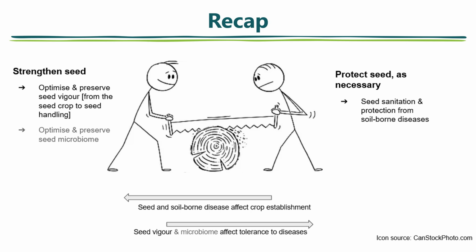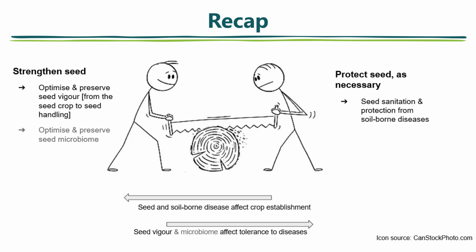To recap on this video unit, I would like to remind you that seed quality and health are intertwined and that seed management requires complementary strategies. On the one hand, seed should be strengthened by optimizing and preserving seed vigor throughout the production cycle. The aim in future is also to preserve healthy and beneficial seed microbiota in a holistic approach, but the functional understanding we currently have of seed microbiota is not yet advanced enough to really allow for this.